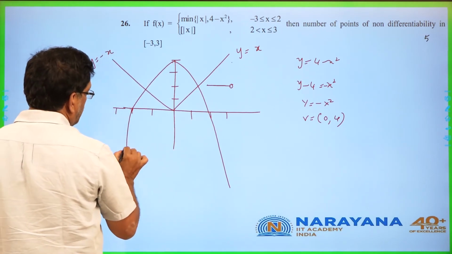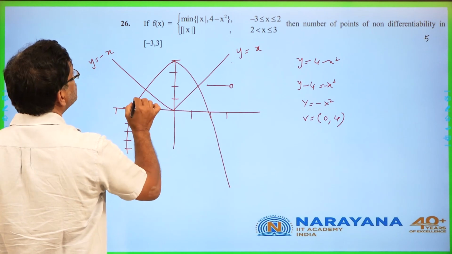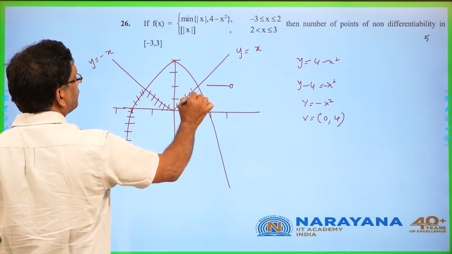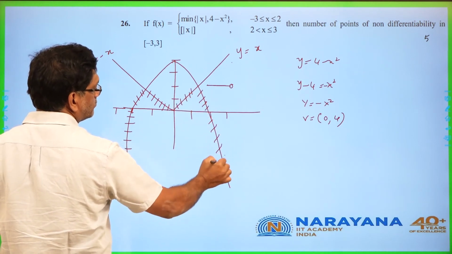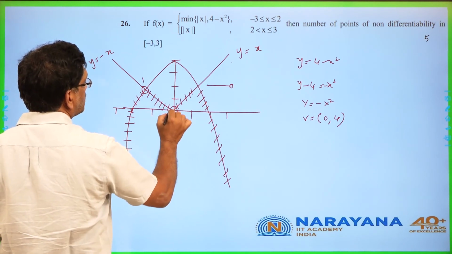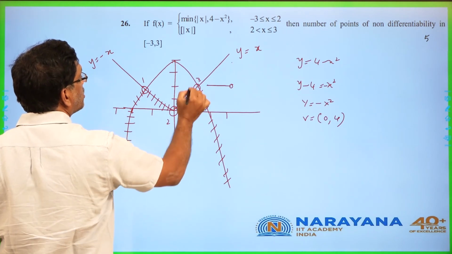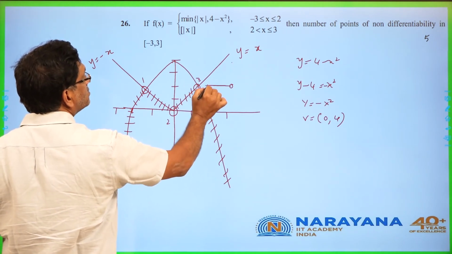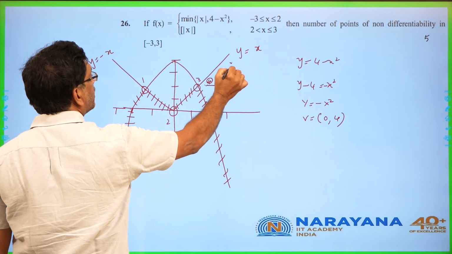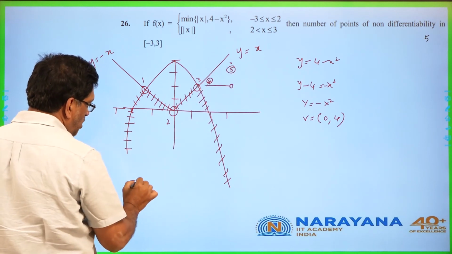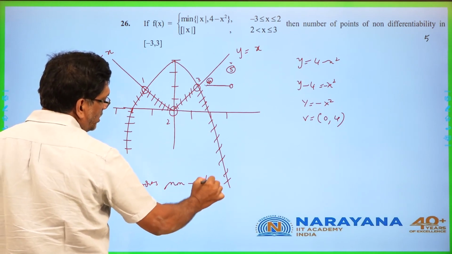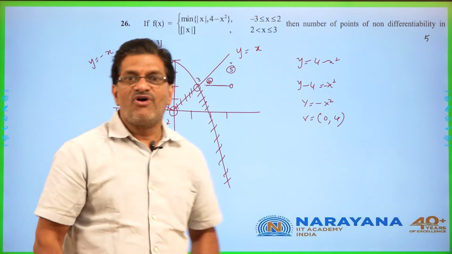Now, minimum he has given. You see, here one corner, another corner, another corner, it is jumped here, right? This is one more point, and exactly here. 5 points where it is non-differentiable. It is not differentiable at the 5 points.